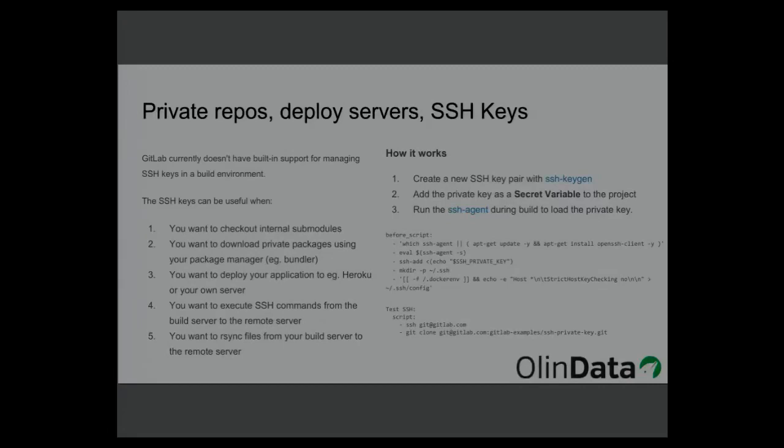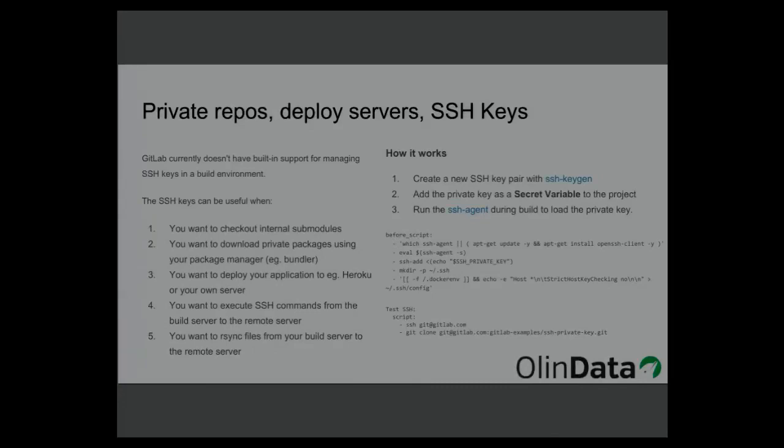So the only thing you need to do in your before script is make sure that whatever environment you're running in actually has SSH agent installed and creates the private key on the build environment that you're running at that moment. So we just, in this case, do an apt-get update and an apt-get install of OpenSSH client. We SSH add the private key. See, this is the $SSH private key. It is the reference to the secret variable that lives on the project level.